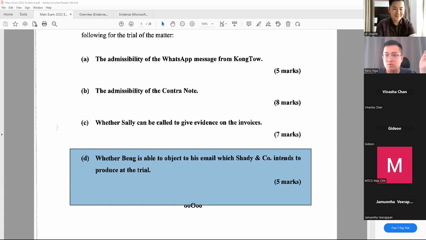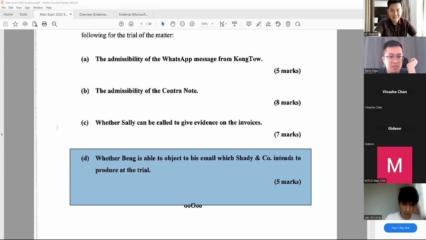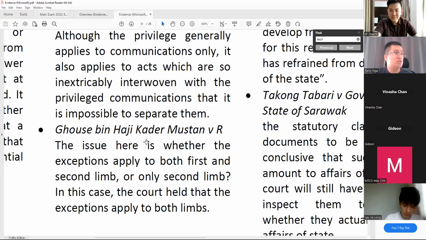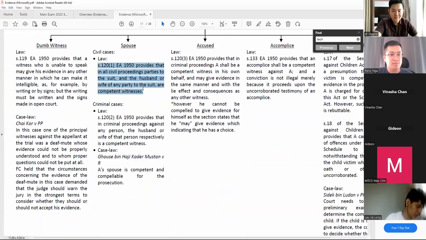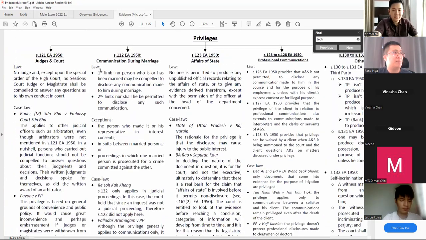I think this question you must also do. This question is very simple. Burden of proof definitely has one, and admissibility of the evidence also has one. What is the answer for C? For C it is section 120 of the Evidence Act, which is competent witness for husband and wife. Okay, this is the first part. And then number two, the second part, the exception is 122. Maybe it's a period or not.